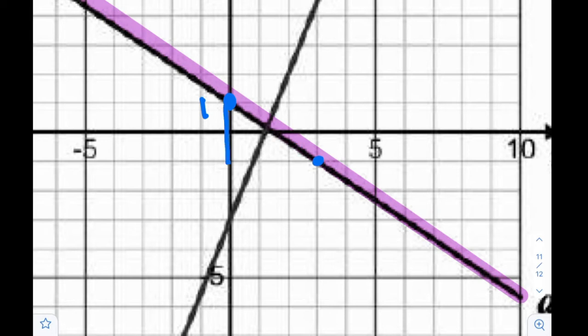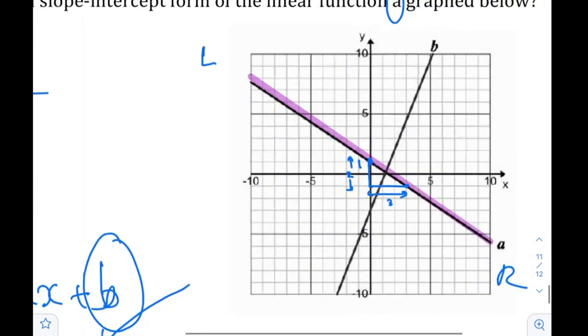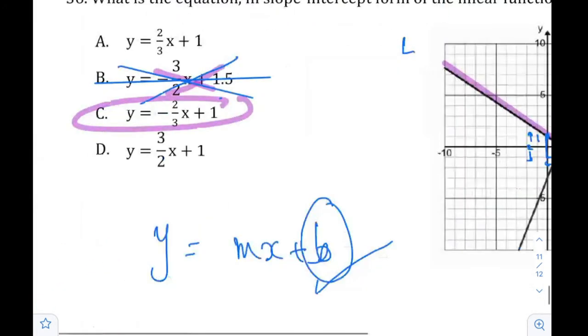This is the rise, and this is the run. And it's a negative slope. Rise is 2, run is 3, and negative. So it is negative 2/3. So our slope is negative 2/3, and this is right.